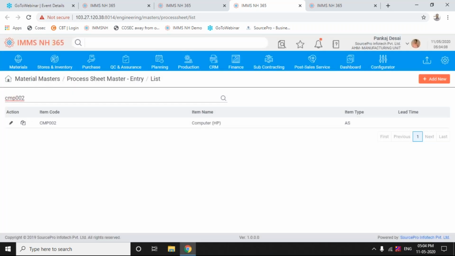Sunil, please take some of the items which are there in this data only, so that if there is multiple operation, we can explain.